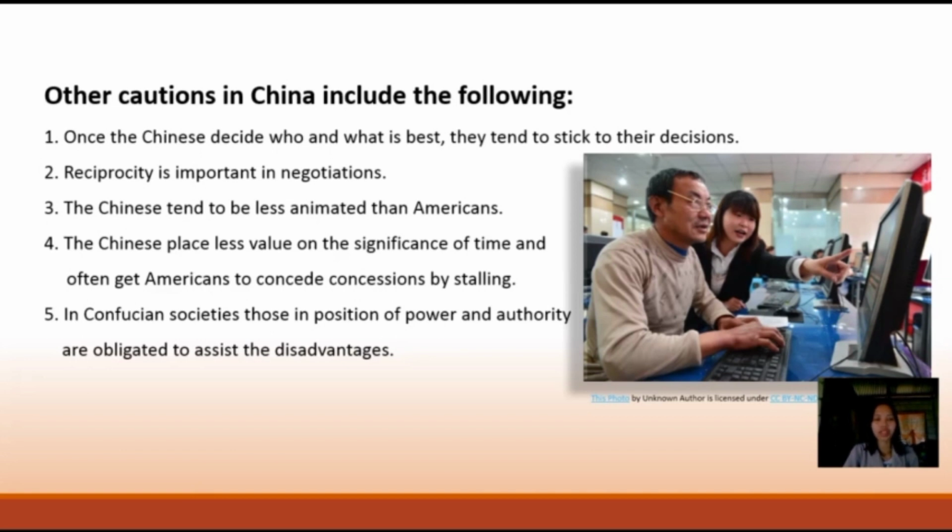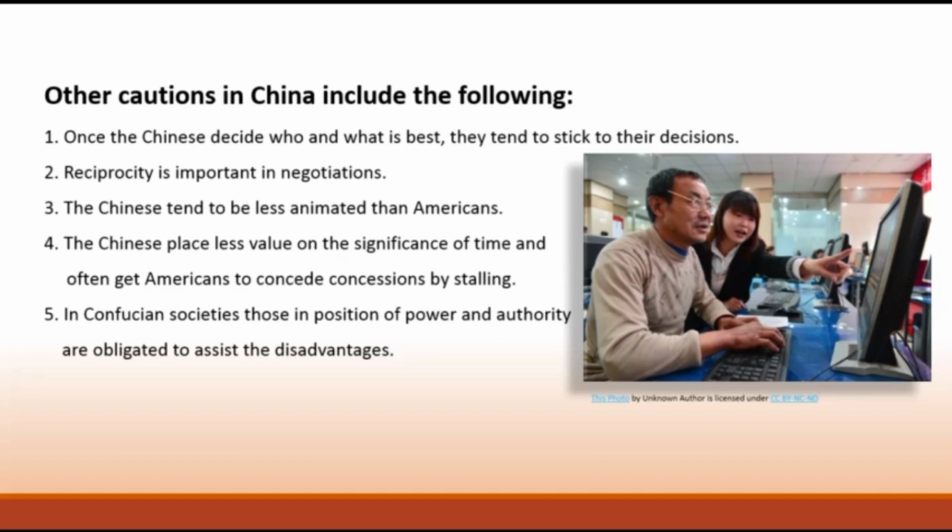Third, the Chinese tend to be less animated than Americans. They avoid open displays of affection and physical contact. Fourth, the Chinese place less value on the significance of time and often get Americans to concede concessions by stalling. Fifth, in Confucian society, those in positions of power and authority are obligated to assist the disadvantaged. In return, they gain praise and a good reputation.